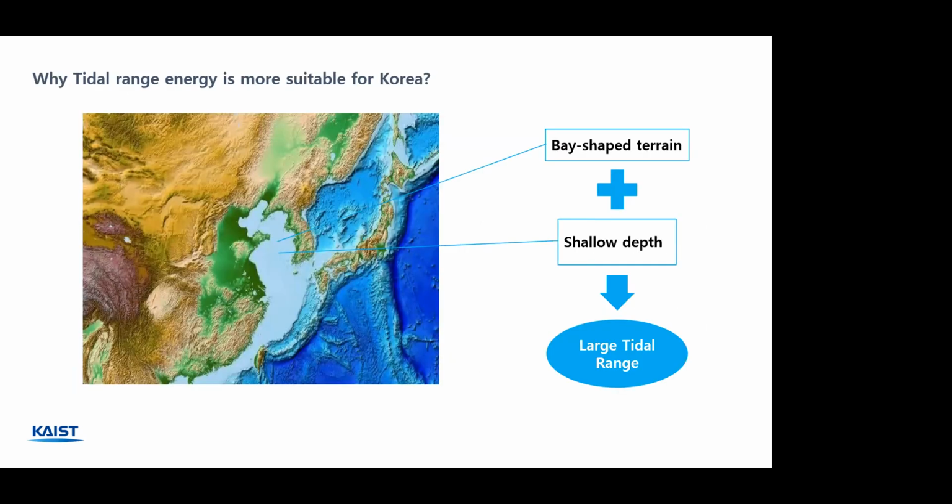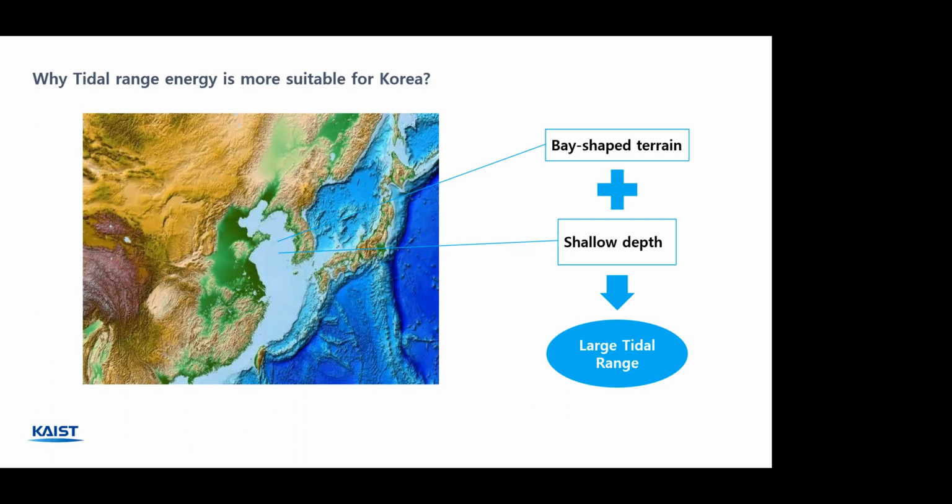So we chose tidal range energy as more suitable in Korea. Why is tidal range energy more suitable for Korea? The answer can be found in the topography of the Korean peninsula. Firstly, the West Sea of the Korean peninsula is characterized by a bay-like formation. As the Pacific Ocean water flows into the Yellow Sea, it gets trapped, causing a rise in water level, resulting in a higher tidal range.